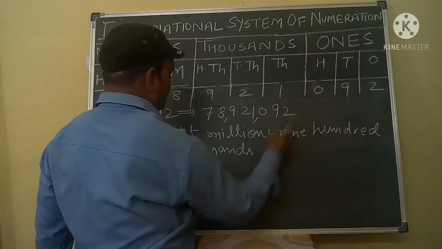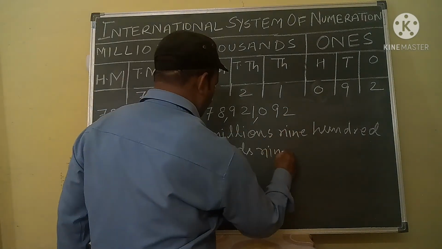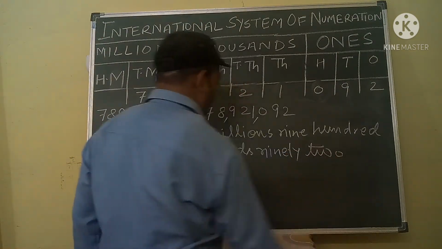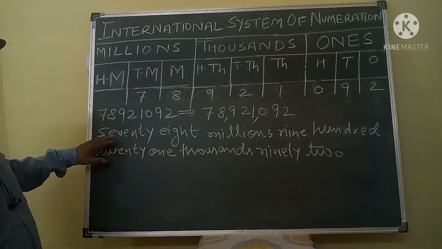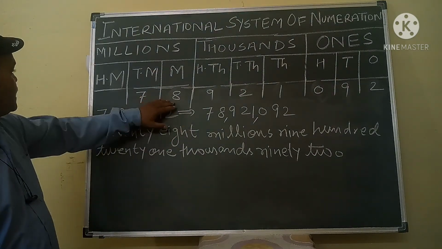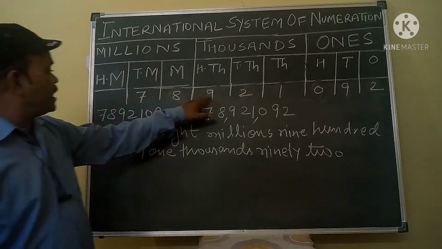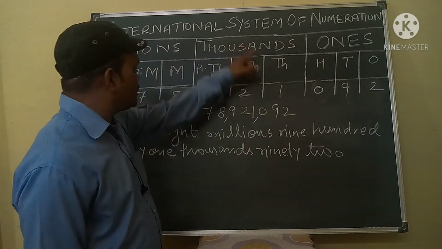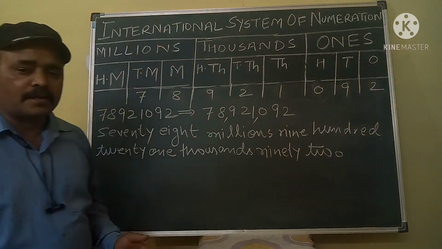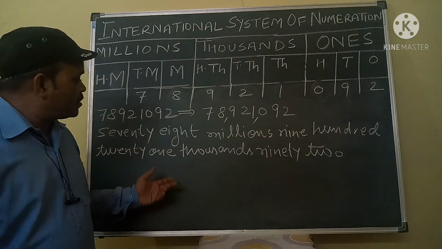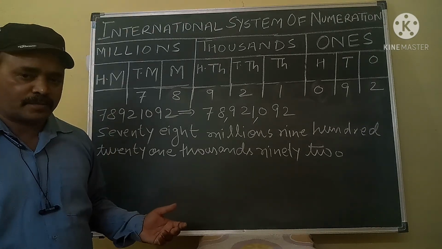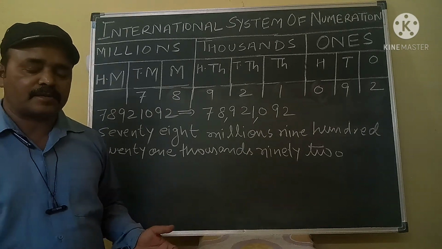092 means 92. Clear? This number you can write as 78 million 921,092. Okay, my dear students, all these questions depend on your book for explanation.